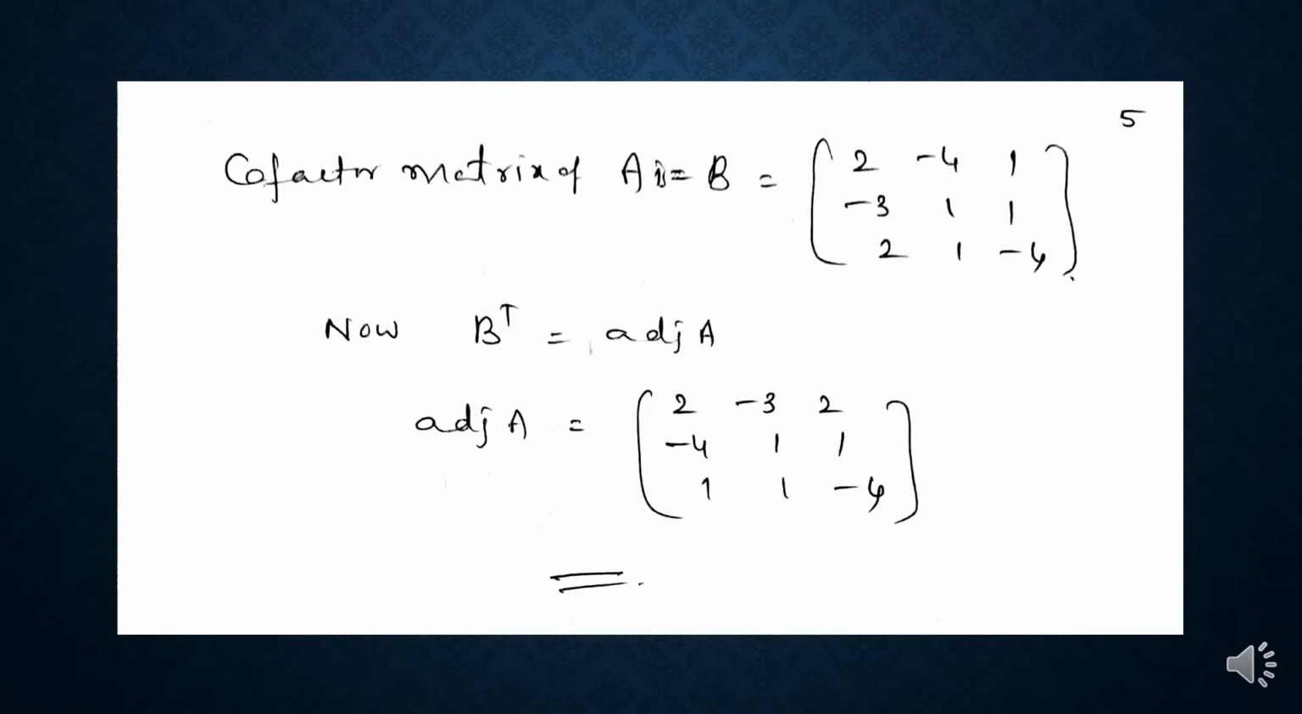So to find the adjoint A for the given matrix, at first we have to find the cofactors for each and every element. Then write the cofactor matrix by replacing the elements with their corresponding cofactors. That is called the cofactor matrix. Then adjoint A is the transpose of the cofactor matrix, that is B transpose. Thus we got adjoint A is equal to 2 minus 3 2, minus 4 1 1, 1 1 minus 4.